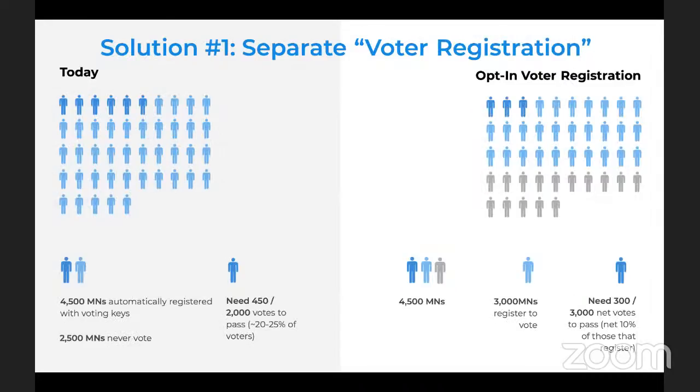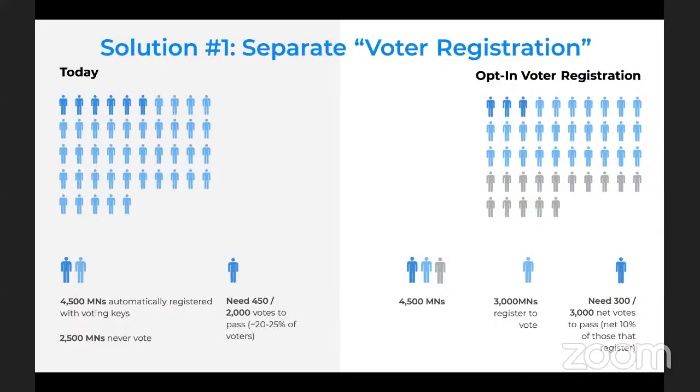If you flip to the next slide, we do have a couple of potential solutions to this issue, and they have various trade-offs. The intent here is to kick off a debate and some feedback on whether or not these should be pursued, and if they should, what type. The first solution is separate out the voter registration process from the masternode registration process in some capacity.